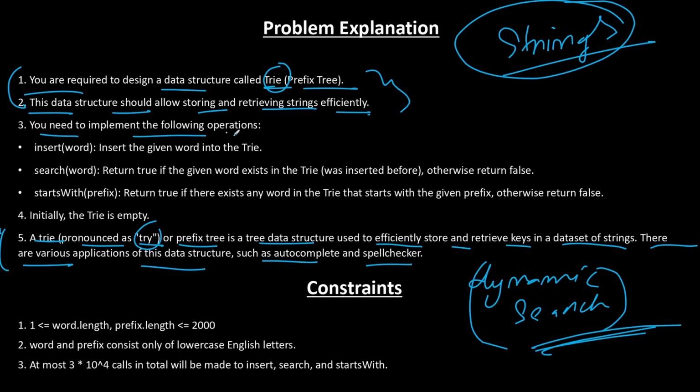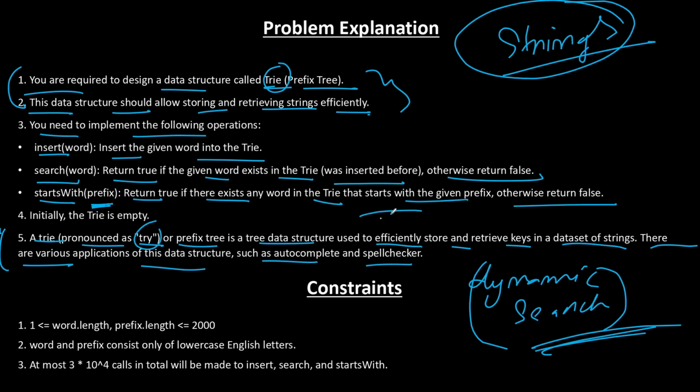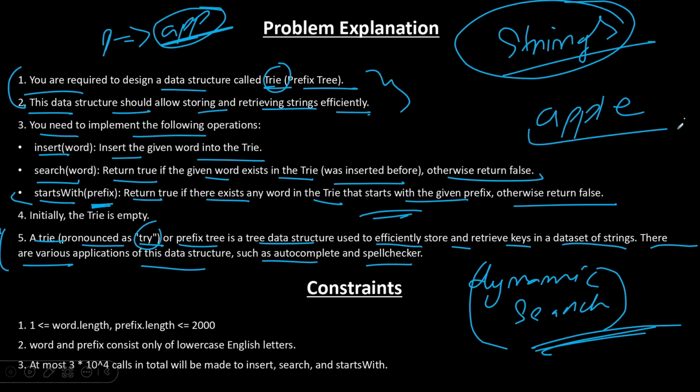You need to implement the following operations: insert a word, which inserts the given word into the trie; search a word, which returns true if the given word exists in the trie, basically was inserted before, otherwise we return false; and startsWith prefix, which returns true if there exists any word in the trie that starts with the given prefix, otherwise return false. What this basically means is that suppose in the trie you have the word apple with you, and I gave you a prefix, suppose app. When you traverse the trie, you can see that we have a word with prefix app.